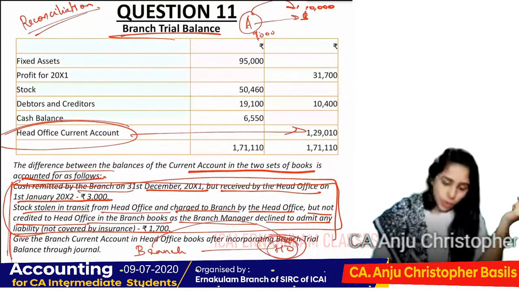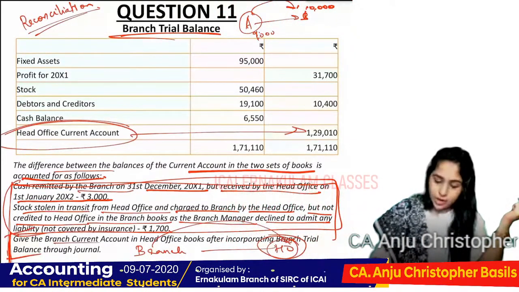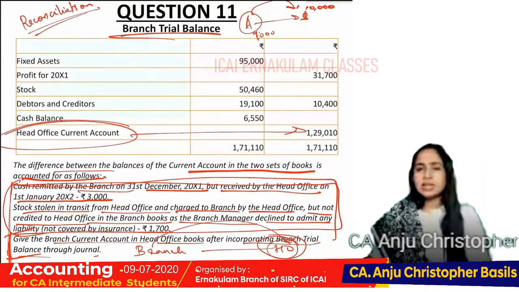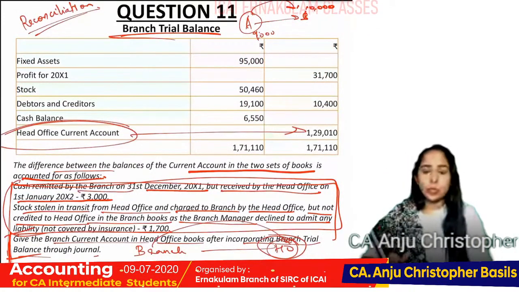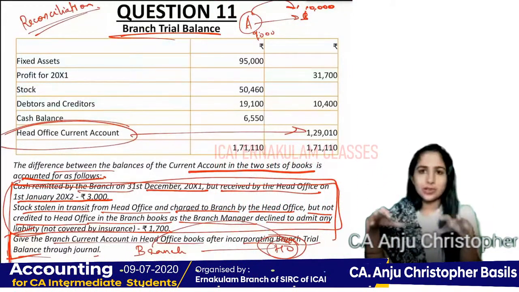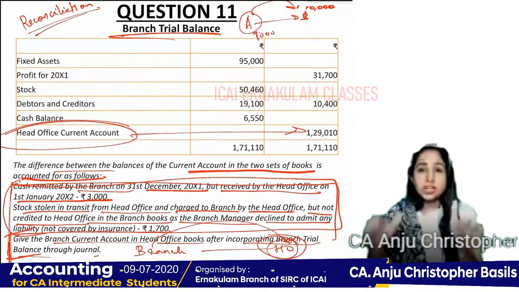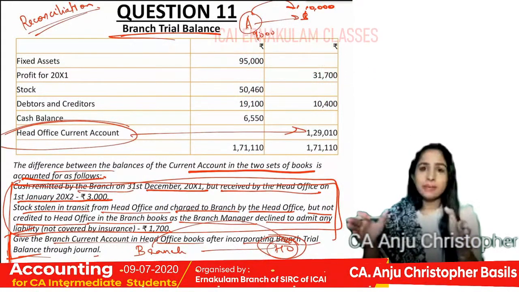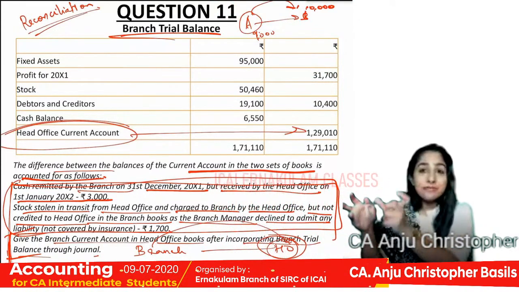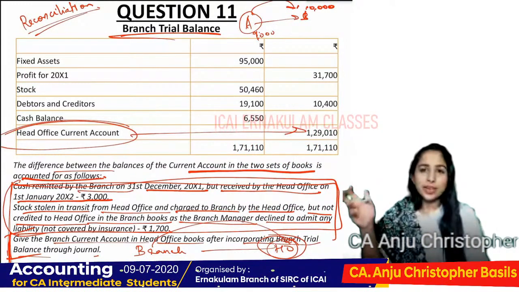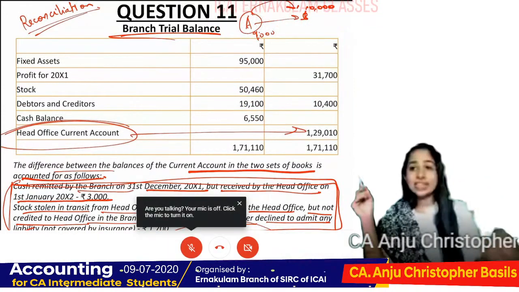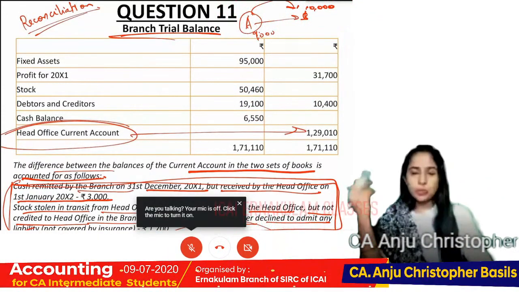Now, what are we asked to prepare? You are asked to prepare the branch current account in head office books after incorporating the branch trial balance through journal. Listen. This is a very repeatedly asked question, as in you will be given the branch trial balance just like in this question. See, we're dealing with the independent branches. Once you're given the branch trial balance, you will have to incorporate each and every ledger balance into the head office account. Each and every balance in the branch you will have to incorporate into the head office, and in the head office you will have to prepare branch current account. We'll see how we can do that.